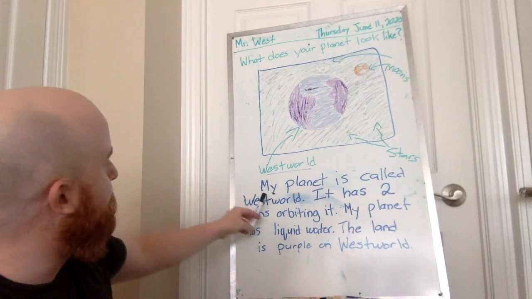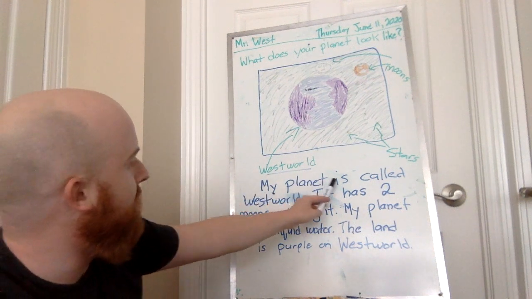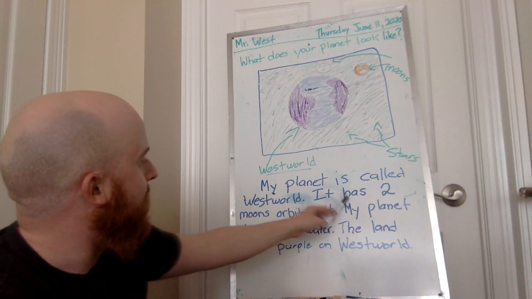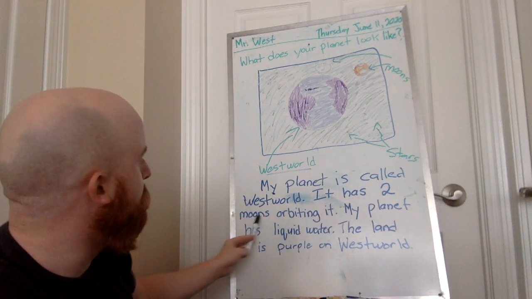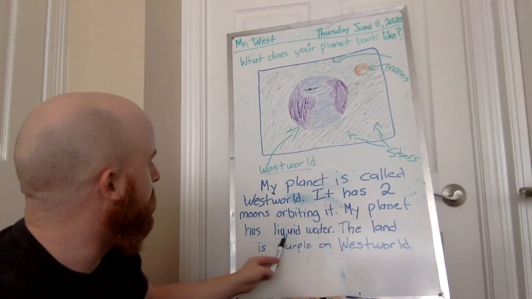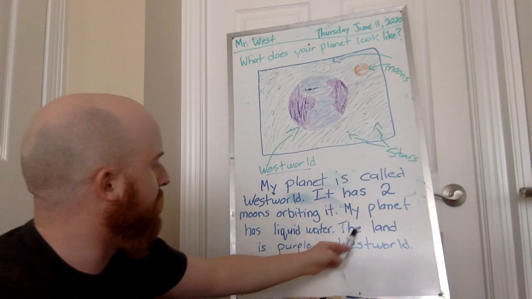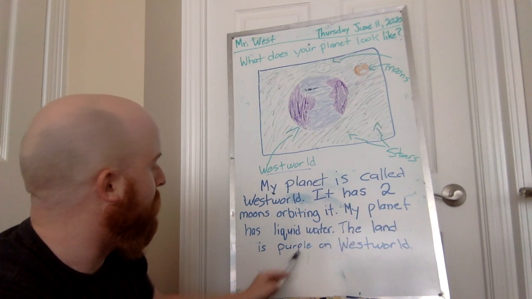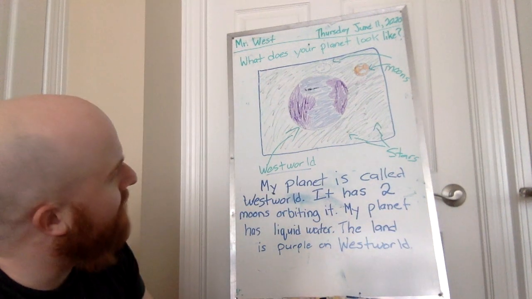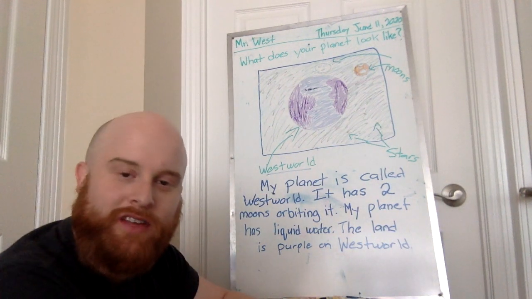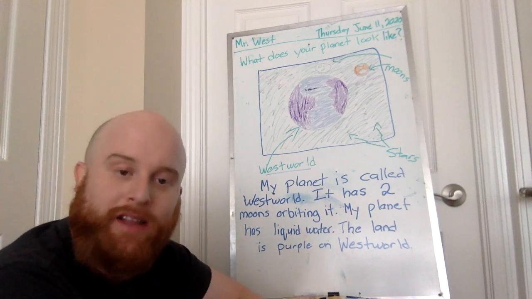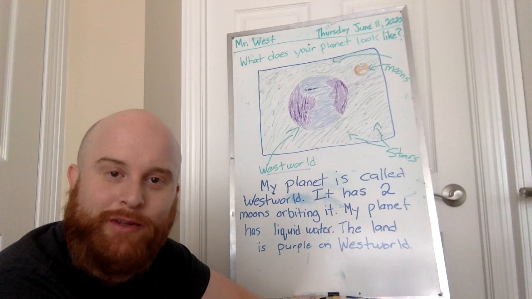Let's read the blue letters here. My planet is called Westworld. It has 2 moons orbiting it. My planet has liquid water. The land is purple on Westworld. And I think I'll leave it at that, but if you boys and girls can think of more things to write about the planet you create, then by all means you can absolutely write that.